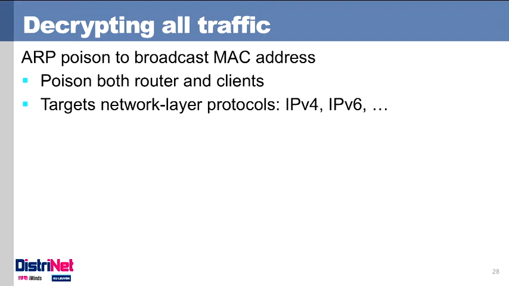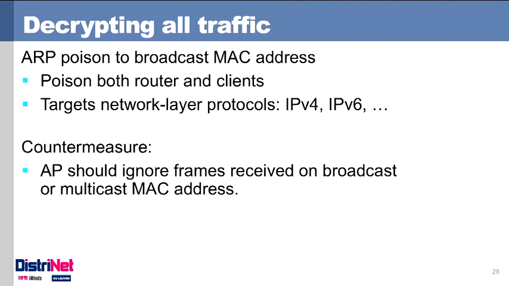So the countermeasure against this attack is that the access point simply should never process frames that are received on a broadcast or multicast MAC address, because clients shouldn't be sending broadcast or multicast packets themselves. It's always the access point that sends broadcast frames, because that also assures that all connected clients will receive these broadcast messages. So that concludes most of our attacks.